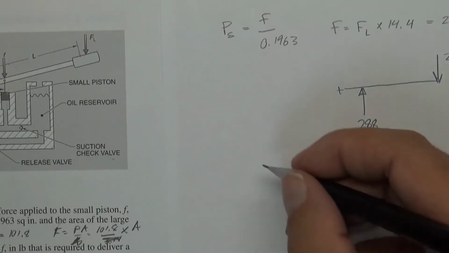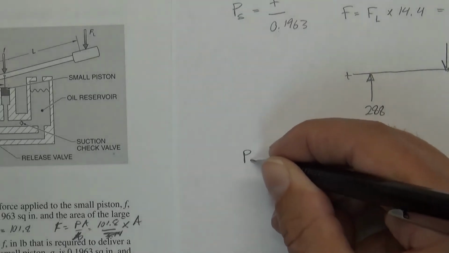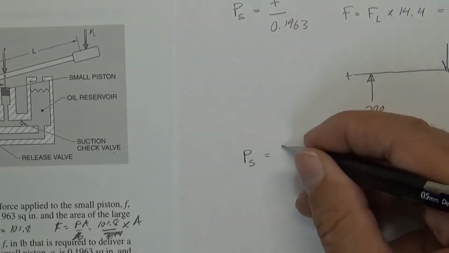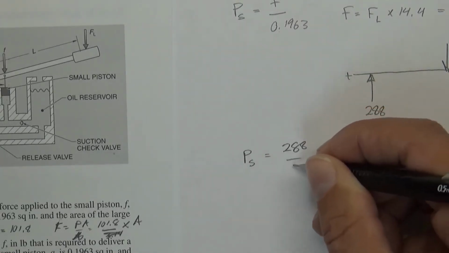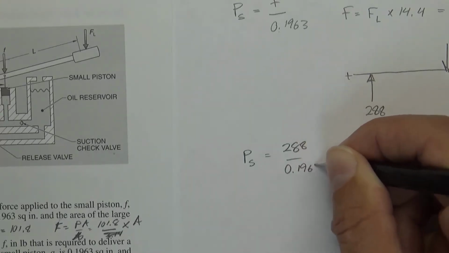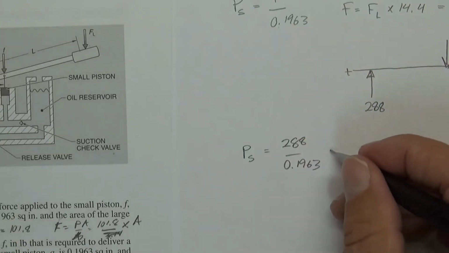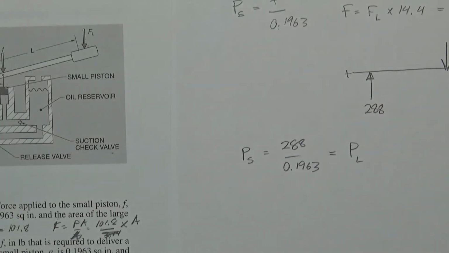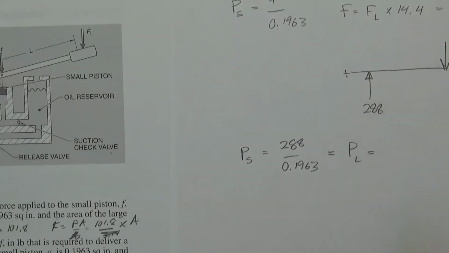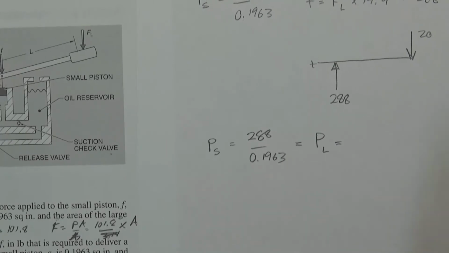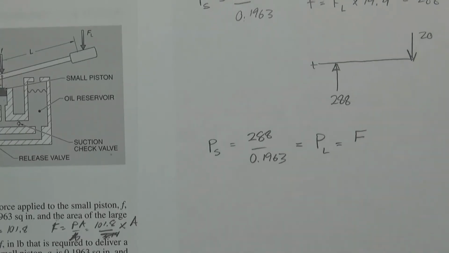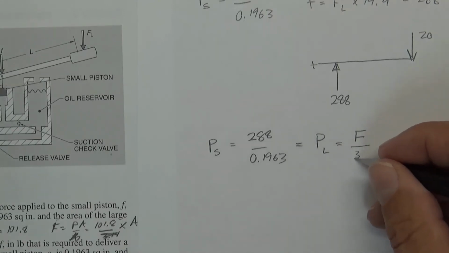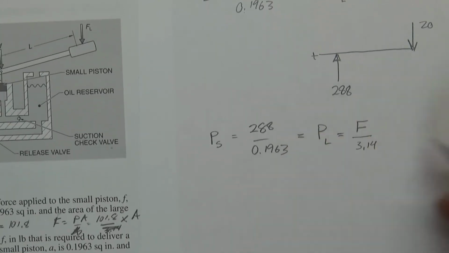Okay, so we've got little f, so now we can find the pressure in the small cylinder. It's 288 over 0.1963. But we also know that that's equal to the pressure in the large cylinder. And the pressure in the large cylinder is equal to the force, that's what we're after, divided by the area, which is 3.14. So we can rearrange this.